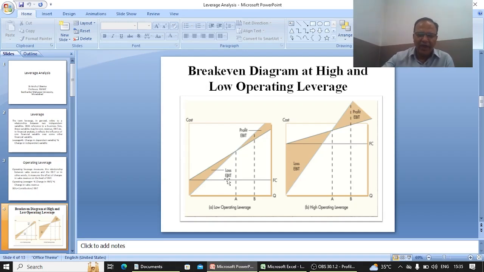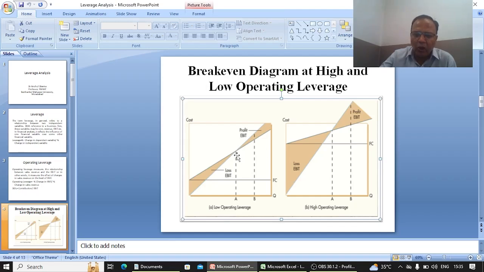Here we have low operating leverage. In this chart you can see that when a firm is using low operating leverage, the firm reaches the break-even point shortly. This is the case of low operating leverage. But when a firm is using high operating leverage, this is the break-even point, and the firm takes more time to reach it.